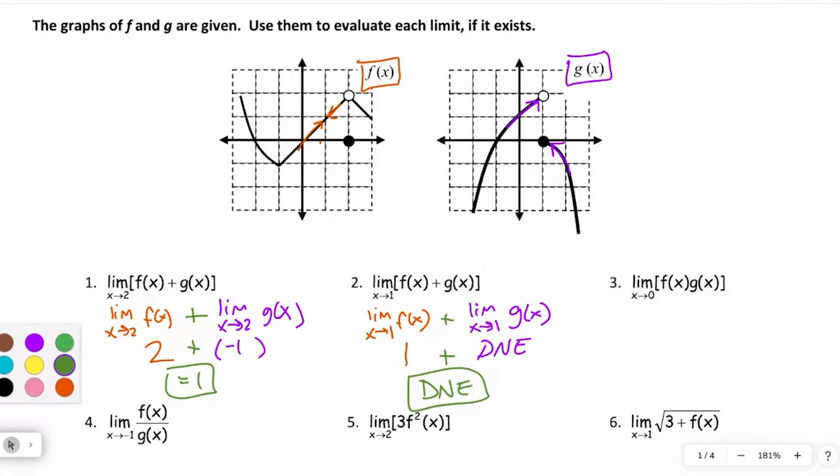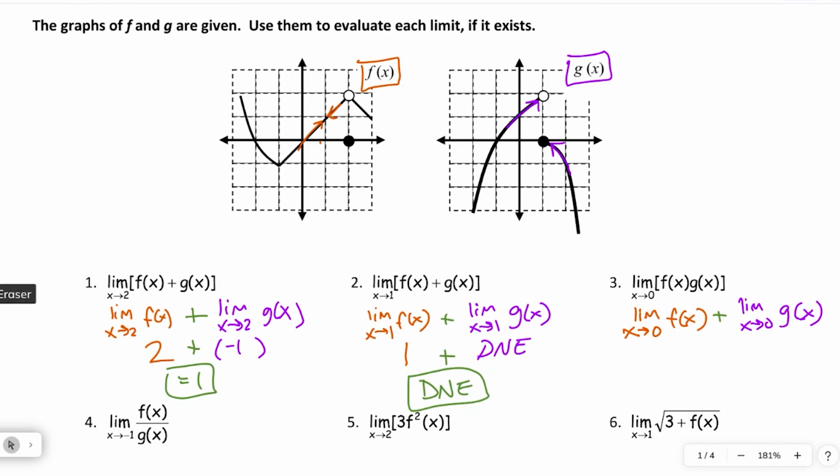For number 3, we've got the product of these two limits. So we have the limit as x approaches 0 of f of x plus the limit as x approaches 0 of g of x. Oh, I'm sorry, that's not plus, that should be times. You're multiplying these together, not adding them. There we go. So the limit as x approaches 0 for f of x, well, f of x is continuous at x equals 0. There's no break here. There's no discontinuity here. It looks like these both are pointing to 0. So we have 0 times something. So as long as this other one's defined, it's just going to be 0.